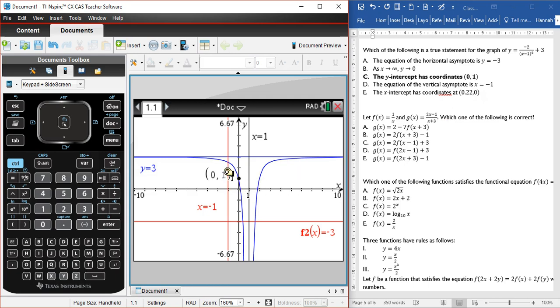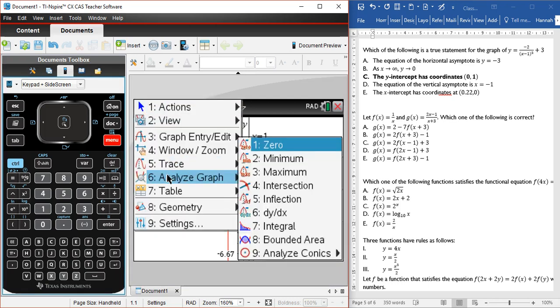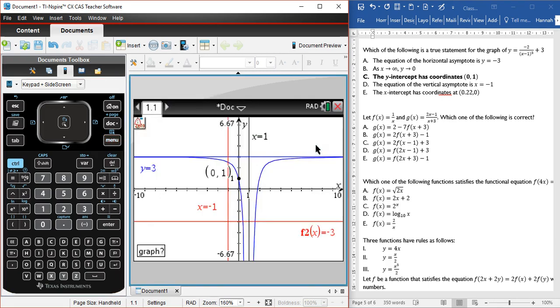I need to move this. Okay. Has coordinates at 0.22 and 0. There are two x-intercepts, one here and one here. I'm going to find the coordinates of them. So you could trace, or you can do analyze graph, because the x-intercept is a 0. So we're going to analyze the 0, and it's going to ask you which graph. We want to select that graph.